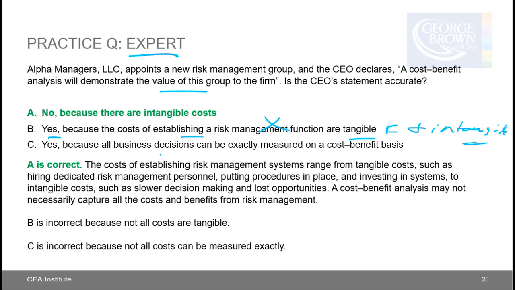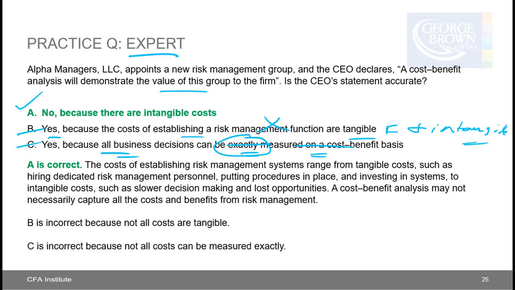If you look at C, all business decisions can be exactly measured on a cost-benefit basis. No, there are simply too many factors and too many decisions to be exactly measured. So exactly is the wrong word there. So if B and C are wrong, A has to be right.